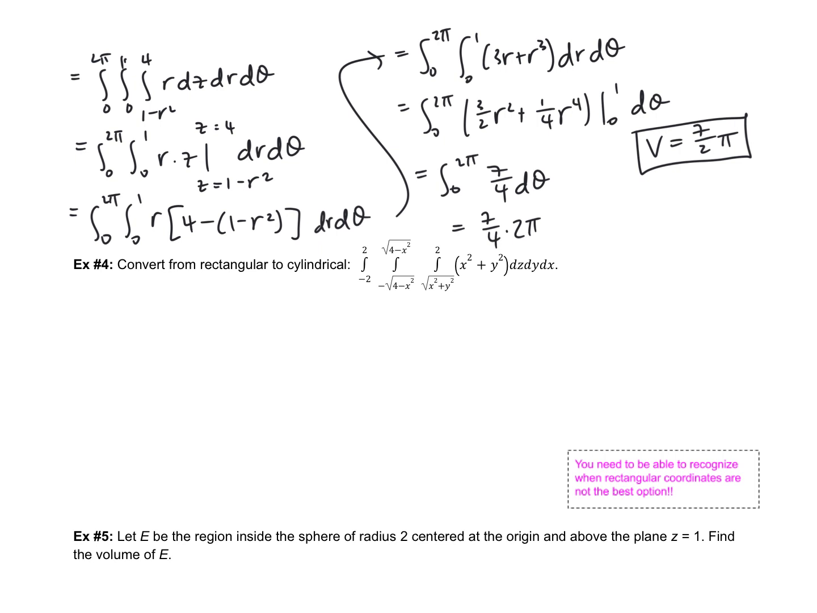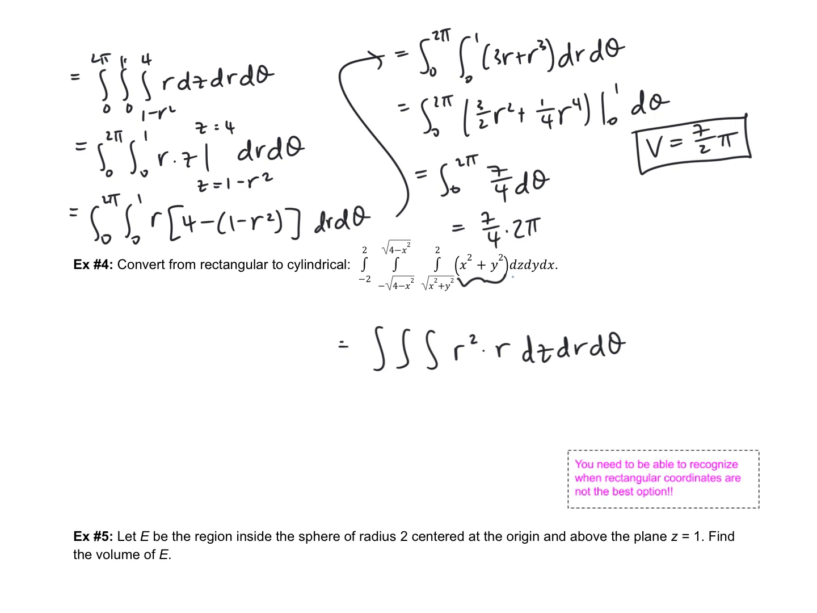Okay, we got 2 more examples. So example number 4 says convert from rectangular to cylindrical. So this is an example that's in rectangular that looks pretty nasty, so we think cylindrical might be better. I'm going to start by converting this. So I'm still going to have my triple integral. x squared plus y squared is r squared. As soon as I convert to cylindrical, I'm going to get another r, and then convention is dz dr d theta.